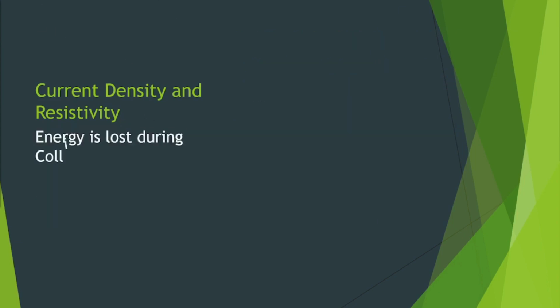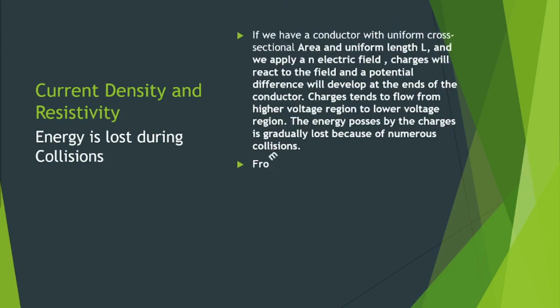If we have a conductor with uniform cross-sectional area and uniform length L, and we apply an electric field, charges will react to the field and a potential difference will develop at the ends of the conductor. Charges tend to flow from higher voltage region to lower voltage region. The energy possessed by the charges is gradually lost because of numerous collisions.